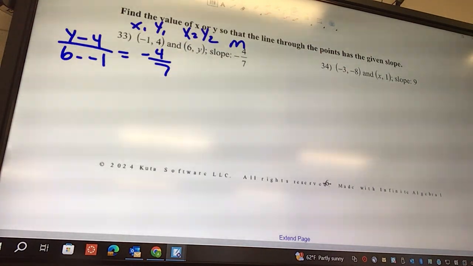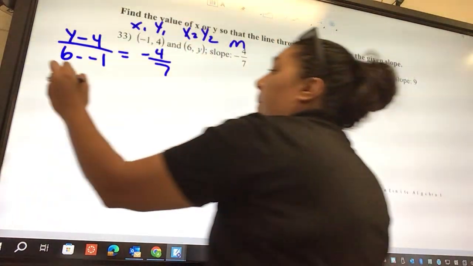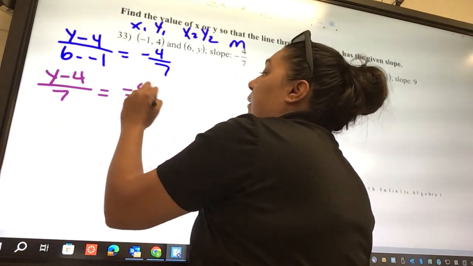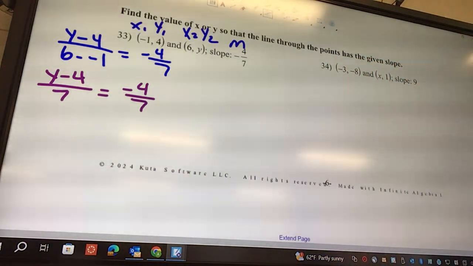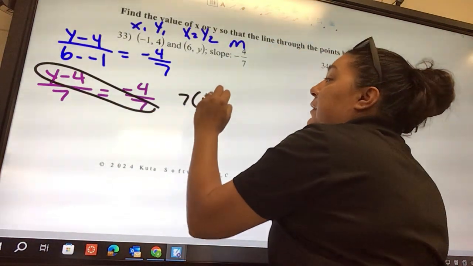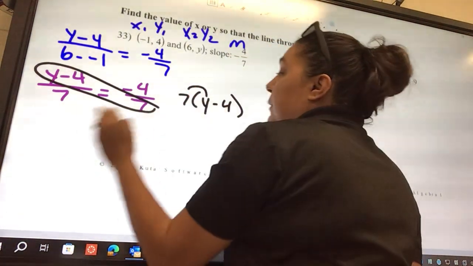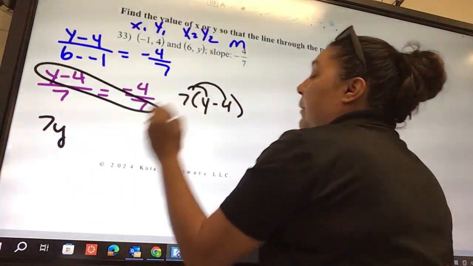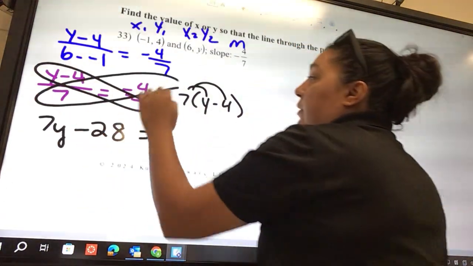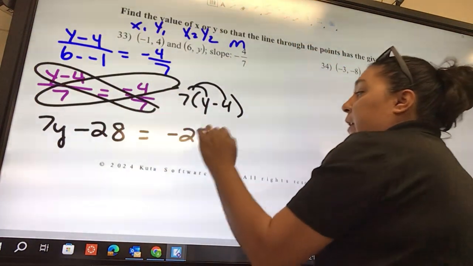Okay, from here, which one can I simplify, the top or the bottom? The bottom. Okay, so I'm going to get y minus 4 equals 7. Okay, and then we're going to cross multiply and divide. So 7 times y minus 4. So 7 times y is going to be 7y. 7 times negative 4 is negative 28. Equals, and we're going to do the other side too. So 7 times negative 4 is going to be negative 28.